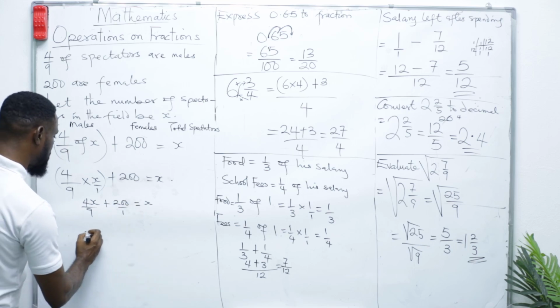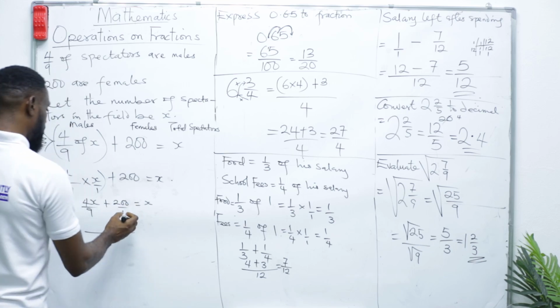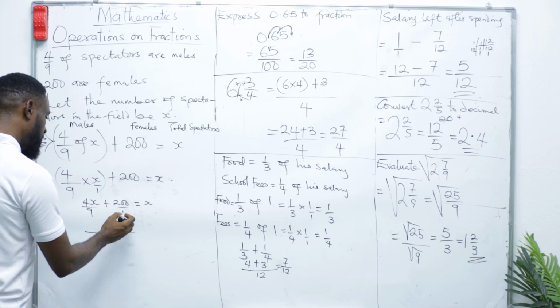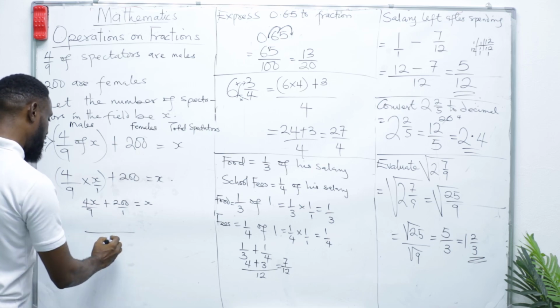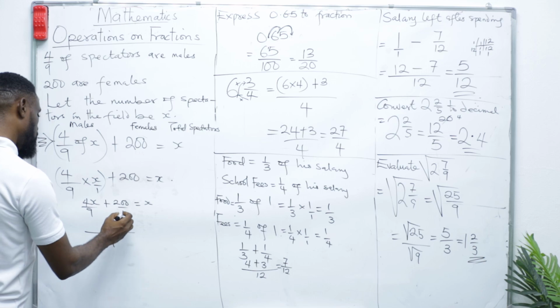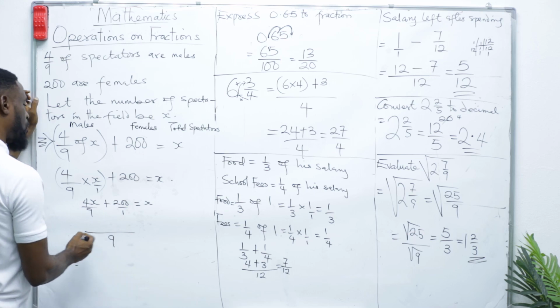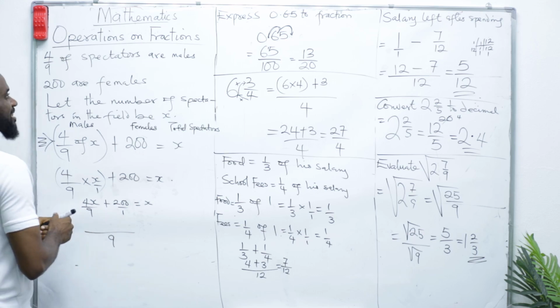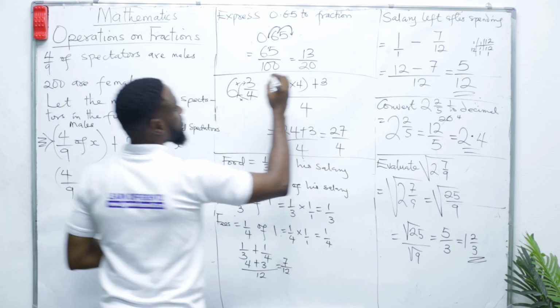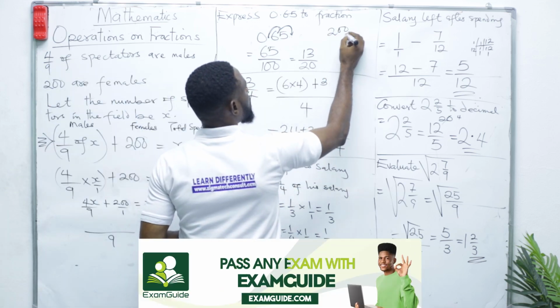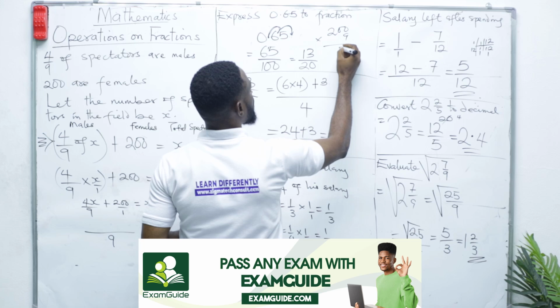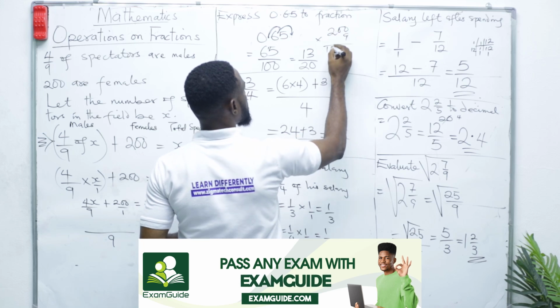So let's look for the LCM of this. Is that okay? So the LCM of 9 and 1 is 9. So this 1 into 9 is 9. 1 divided by 9 is 9. So 200 times 9. 200 times 9: 0, 0, 18.